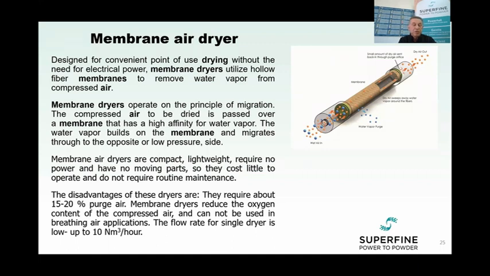The disadvantages of this dryer are they require about 15-20% of purge air. Membrane dryers reduce the oxygen content of the compressed air and cannot be used in a breathing air application. And the flow rate of a single dryer is up to 10 normal cubic meters per hour.